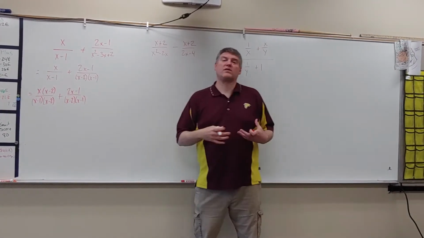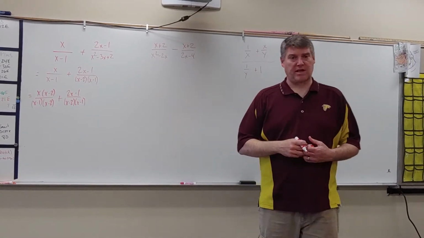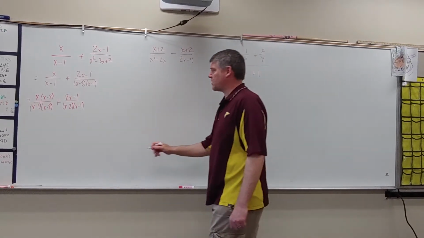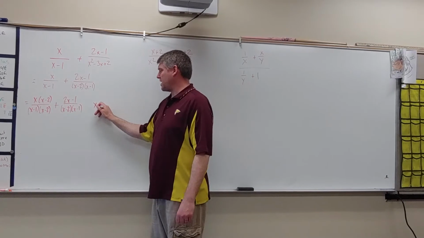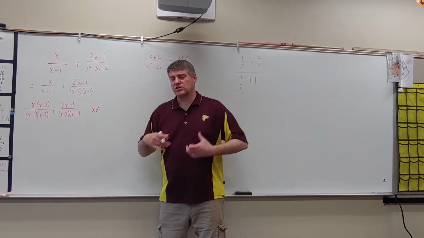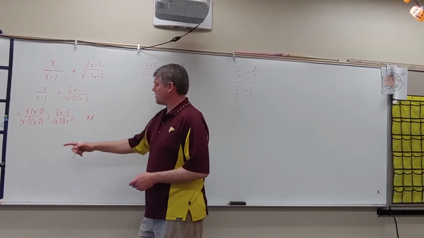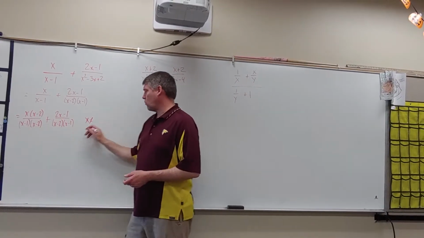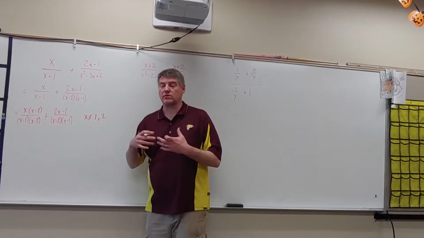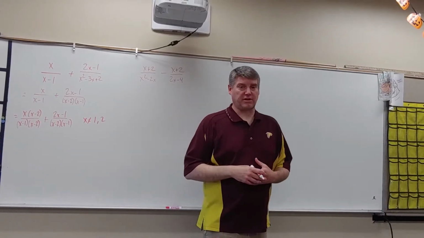And so now I have a common denominator. Once I have my common denominator, I should come out here and put my domain restrictions. So what are the values that x cannot be? Here I look at x cannot be 1 or positive 2. That gives me my domain restrictions.